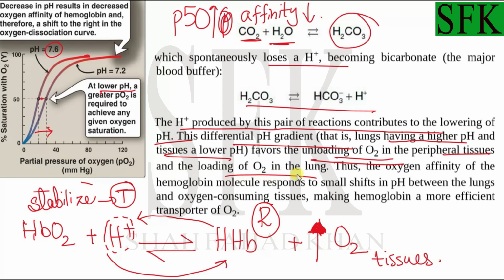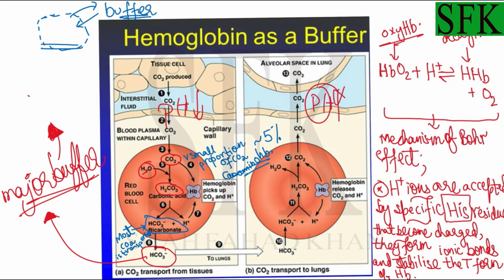And the loading of oxygen onto the hemoglobin, basically the accepting of oxygen by the hemoglobin in the lungs, will also be high because the pH over there is higher. If the pH is high, then the affinity for oxygen will be high. Thus, the oxygen affinity of the hemoglobin molecule responds to small shifts in pH between the lungs and oxygen consuming tissues, making the hemoglobin a more efficient transporter for oxygen. So this is how the H positive ion concentration affects the affinity of hemoglobin for oxygen.